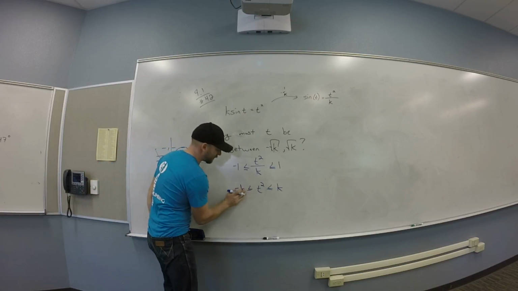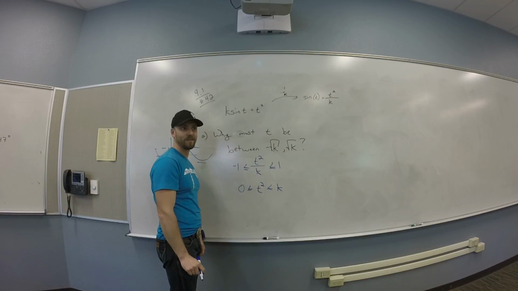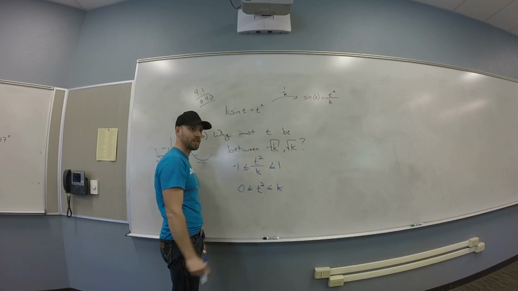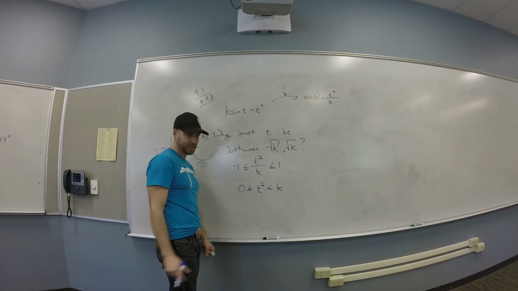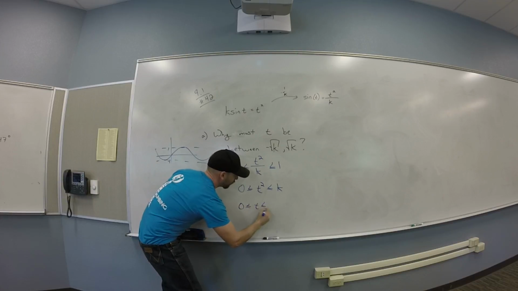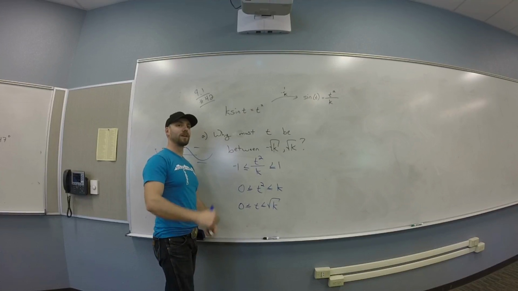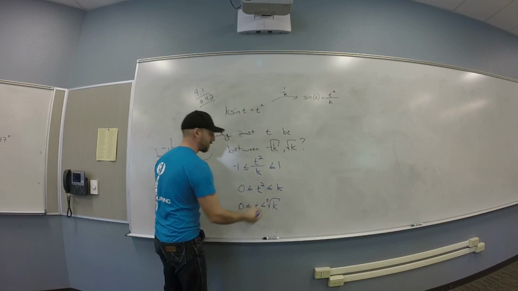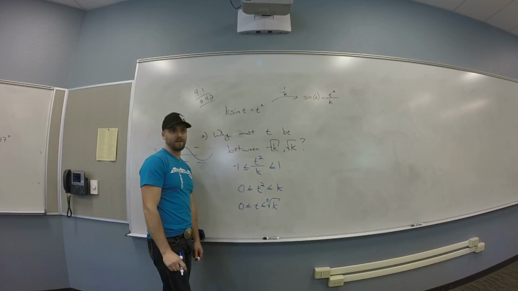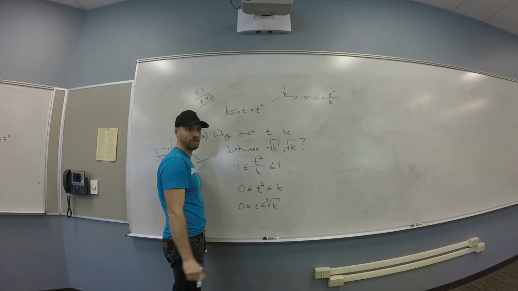And then t squared has to be bigger than 0, obviously, because it's something squared. And then when you square root all 3 bits, it kind of makes sense. So you get 0 is smaller than t is smaller than the square root of k. Which should really be a plus or minus. But it doesn't make any sense to say it's smaller than minus root k.